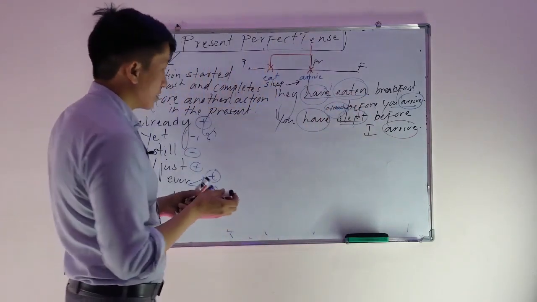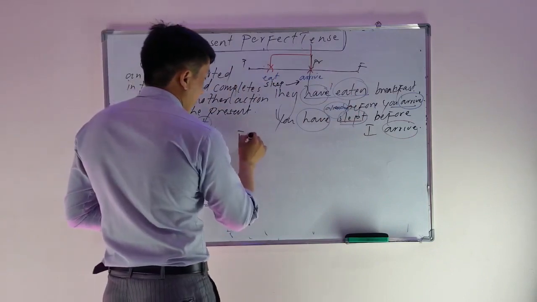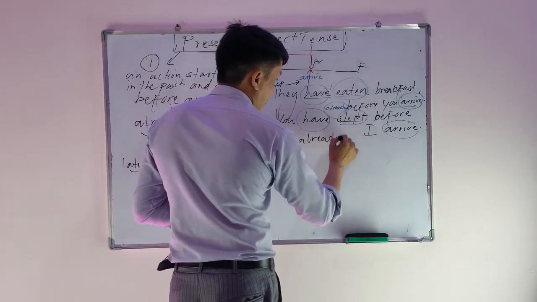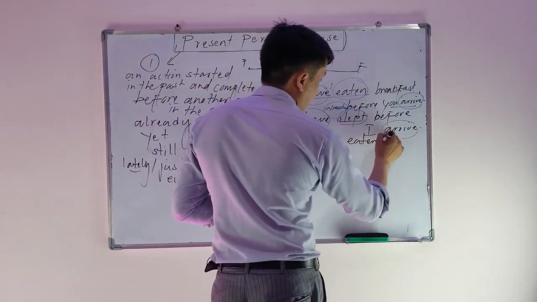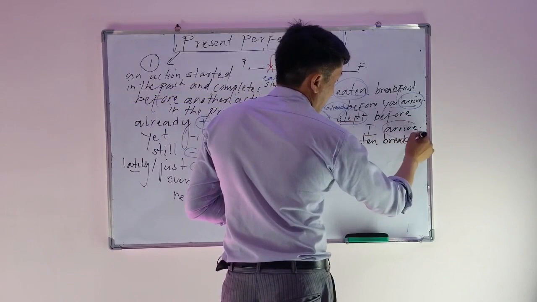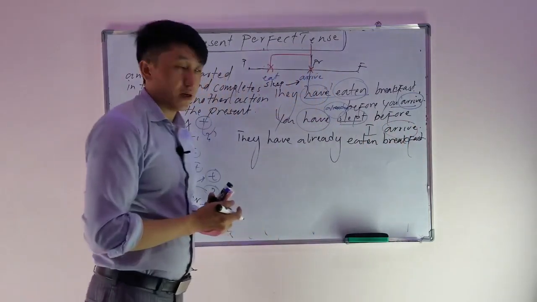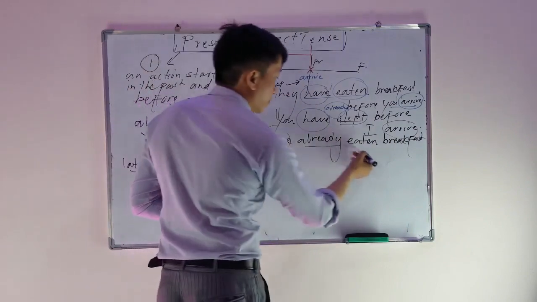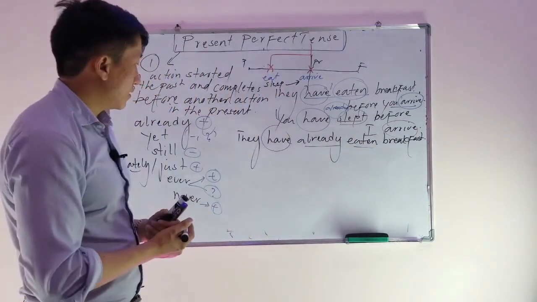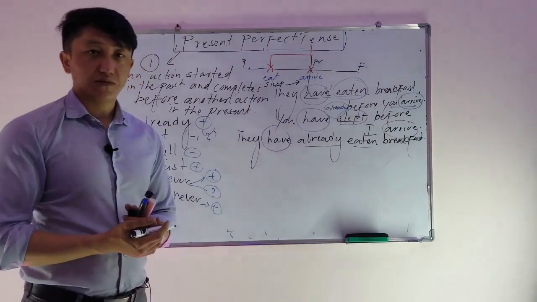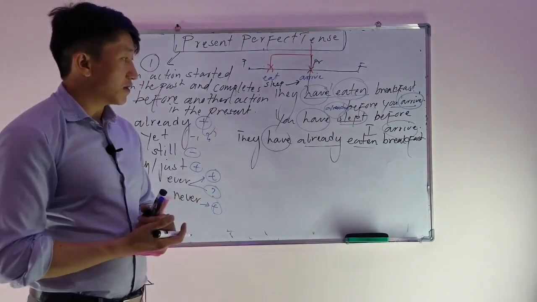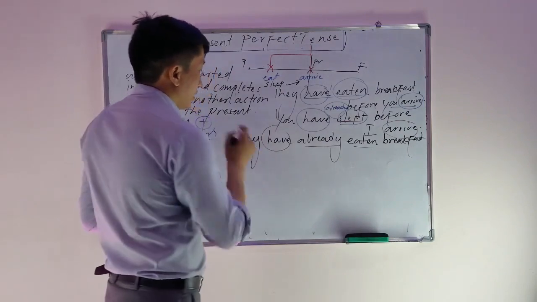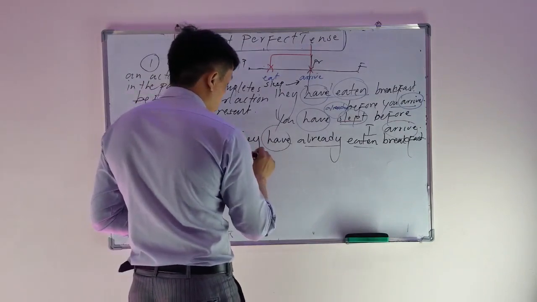If I write the sentence, I can say they have already eaten breakfast. Now, this already comes between the auxiliary verb and the main verb. We don't say they already have eaten breakfast. If I say they already have eaten breakfast, that's wrong. What should I say here? They have already eaten breakfast. But I can also use it like this.